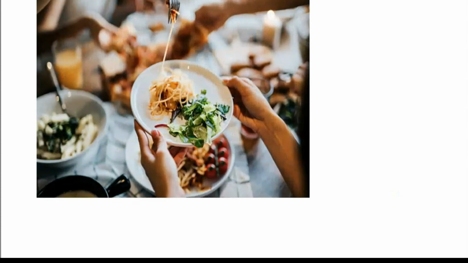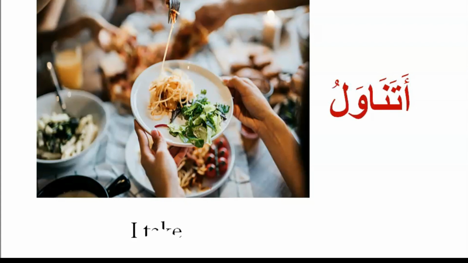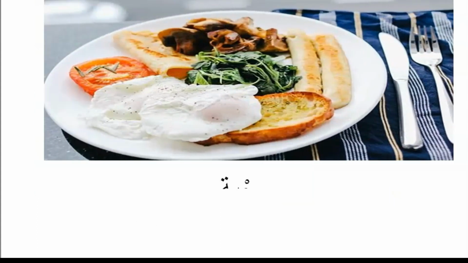And we have also two verbs we use. Actually, we use them when we eat and drink. So we say آكل means I eat. And أشرب. Here is in the present. If you would like to say, for example, take, in Arabic we say أتناول.